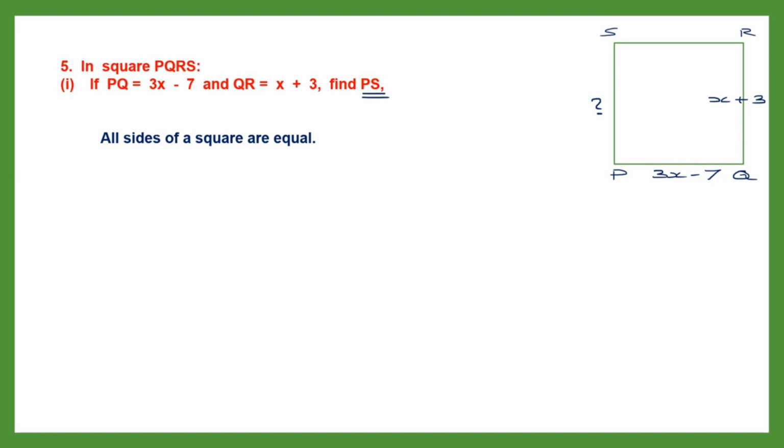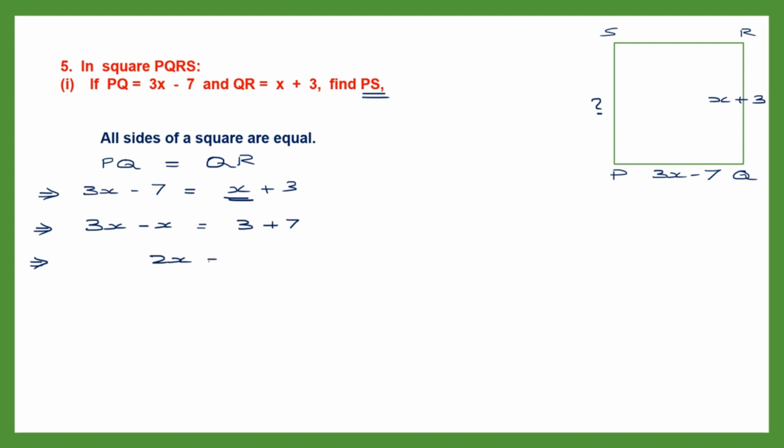All sides of a square are equal. This is very important. That means what is given to us is PQ is equal to QR. We have values for these, so we are going to use these two sides. PQ is 3x minus 7. This is equal to QR, which is x plus 3. Let's bring all the x terms to one side. So here we have 3x. Let's bring this x to the other side, so it becomes minus x. Then here we have 3, and let's take this minus 7 to the other side, it becomes plus 7. Simplify, 3x minus x is 2x. 2x is equal to 10. So now we can find the value of x. x is equal to 10 divided by 2, which is 5. So x is equal to 5.